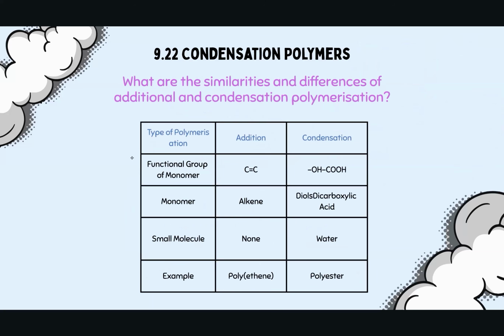So in addition polymerization, you have a carbon-carbon double bond. Its monomer is an alkene, an alkene with lots of extra attachments. There's no small molecule that's made. That's as in it doesn't lose any small molecule.